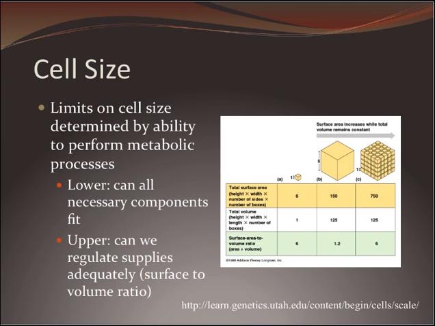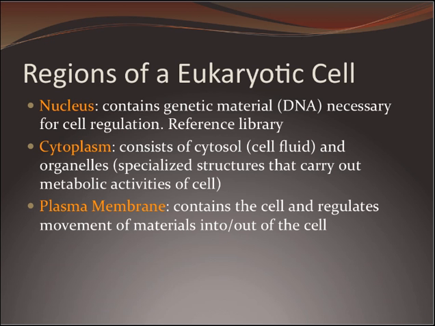There are certain limits on cell size, and this is determined primarily by its ability to perform metabolic processes. So on the lower end, we look at all those things that are necessary components to allow some of the most basic functions to fit, and in the upper regions, those which can promote more advanced functions and regulate supplies in an adequate fashion. There are three main regions of a eukaryotic cell, and that would be the nucleus, the cytoplasm, and the plasma membrane.